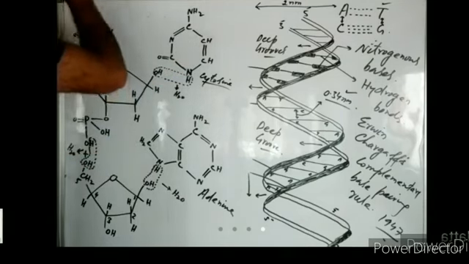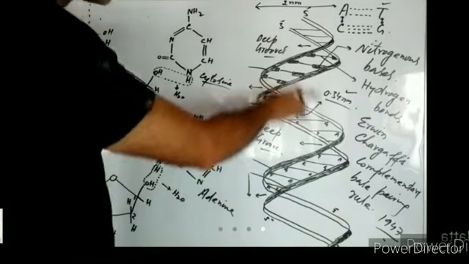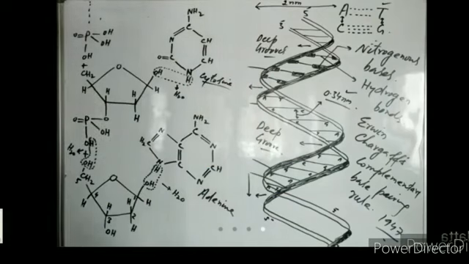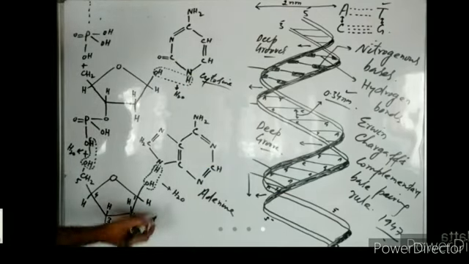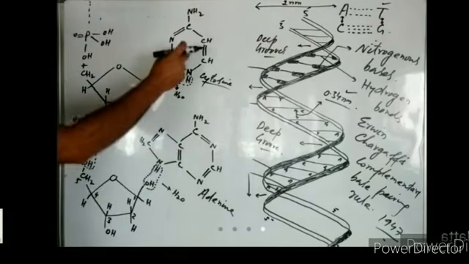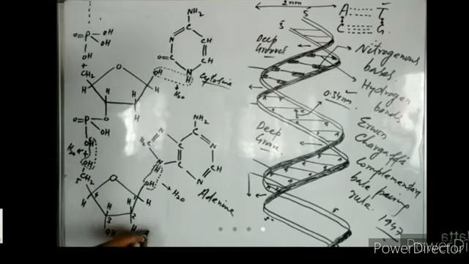Similarly, many more nucleotides join, right? So it becomes one polynucleotide chain. In this polynucleotide chain, what we have? We have got nitrogenous bases, pentose sugars, and phosphoric acid. So that pentose sugar plus phosphoric acid forms the sugar phosphate backbone.